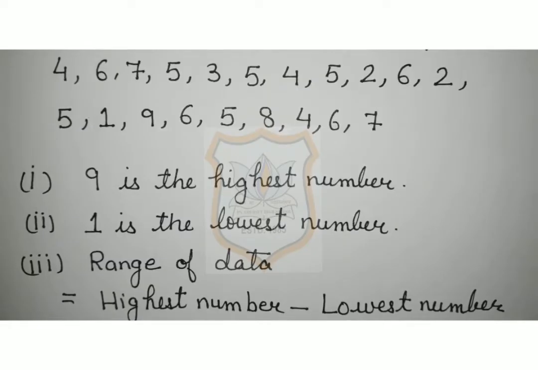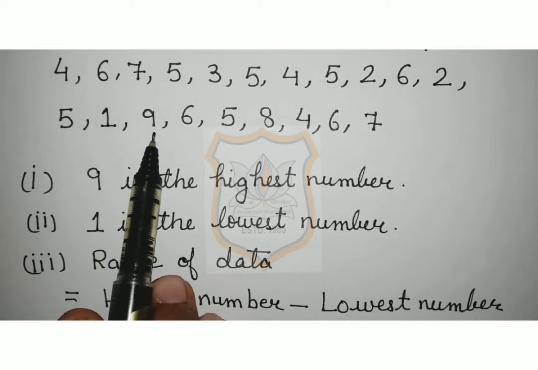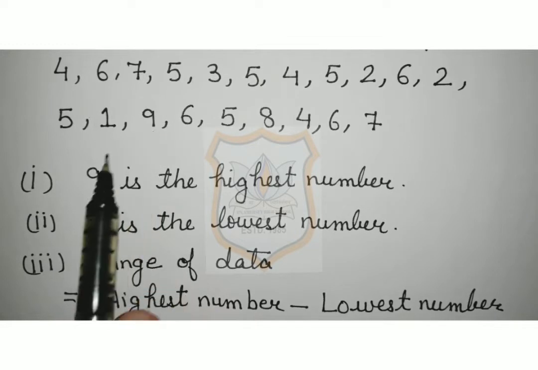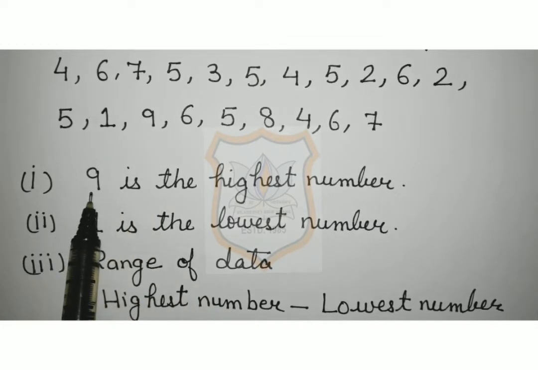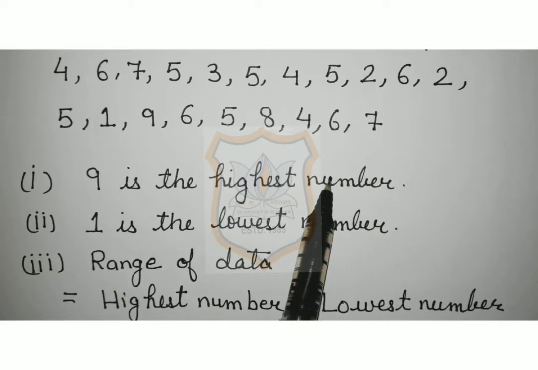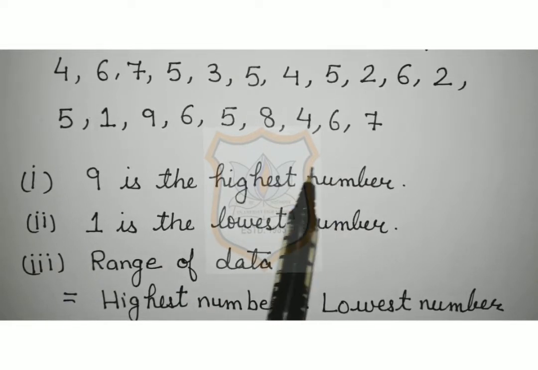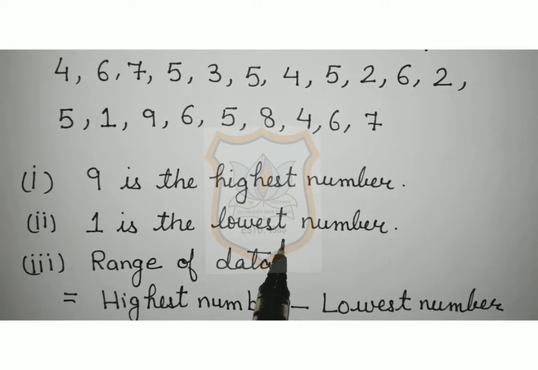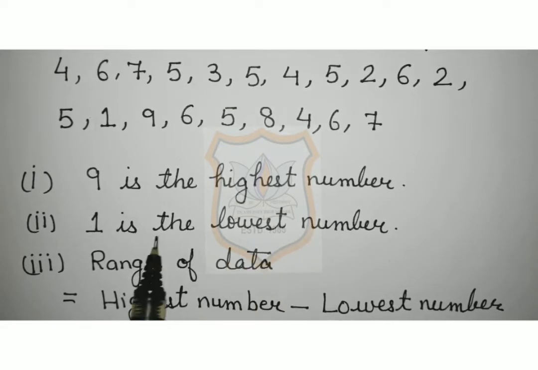Now students, first part of question number 2 is which number is the highest? That you can see from the marks in a class assignment that 9 is the highest number. So we will write the answer to the first part: 9 is the highest number. Now second part of question number 2 is which number is the lowest? So 1. 1 is the lowest number.